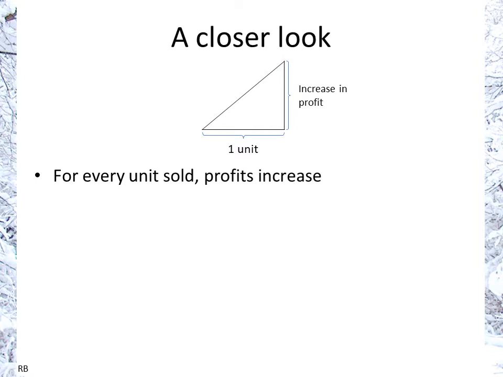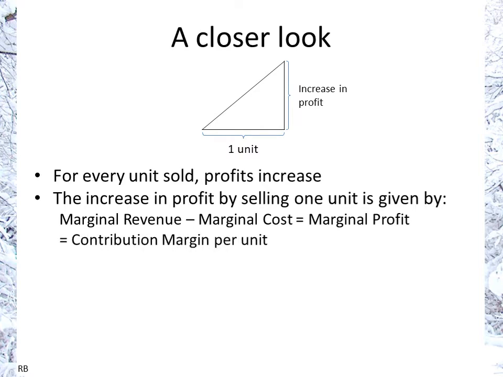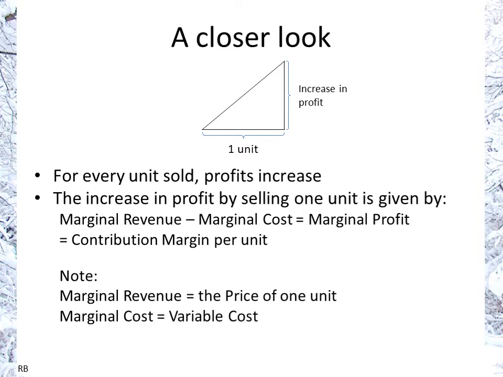So for every unit sold, the profit's increased by how much? Well, you can calculate it by saying it's the marginal revenue minus the marginal cost equals the marginal profit. That's the contribution margin per unit. Now, of course, the marginal revenue is the price of a unit. The marginal cost is the variable cost of the unit. And the difference, price minus variable cost, will be the contribution margin per unit. And when we talk about the variable cost of the unit, that includes all variable costs, not just manufacturing costs. So if you have marginal selling costs, that would also be included in here.